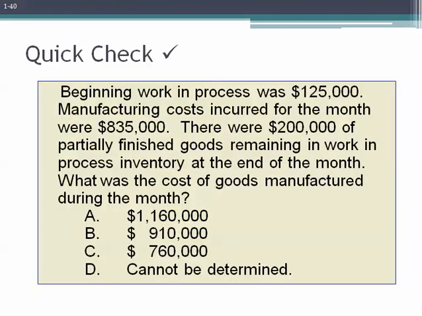Now let's take a look at our work in process account. Let's assume beginning work in process inventory was $125,000 and we incurred manufacturing costs of $835,000. If we have $200,000 of partially finished goods remaining in ending work in process, what was the cost of the goods that we manufactured during the month?